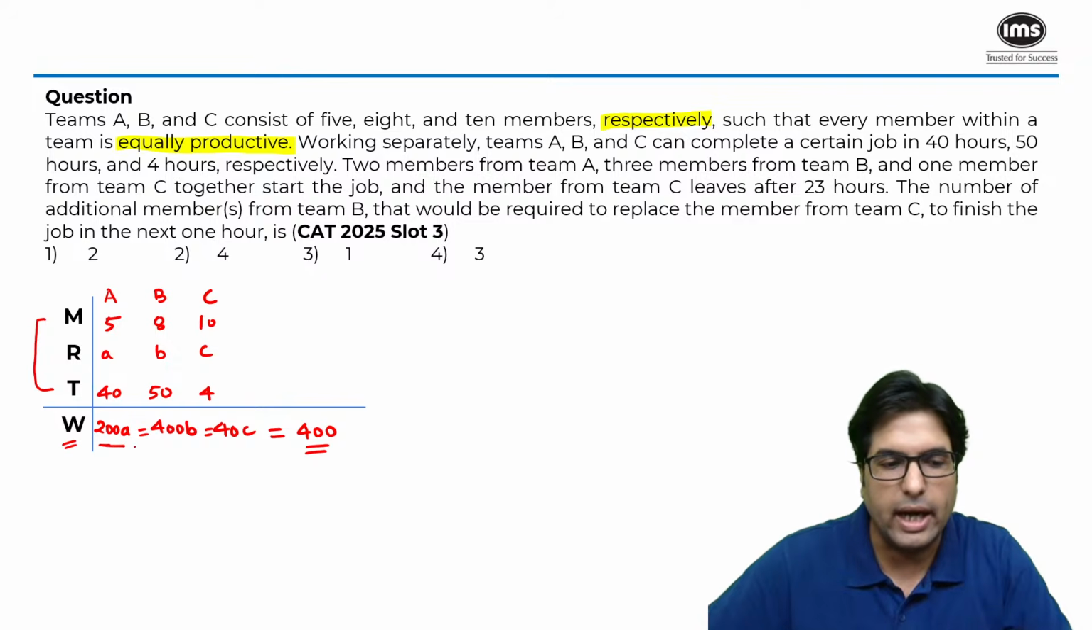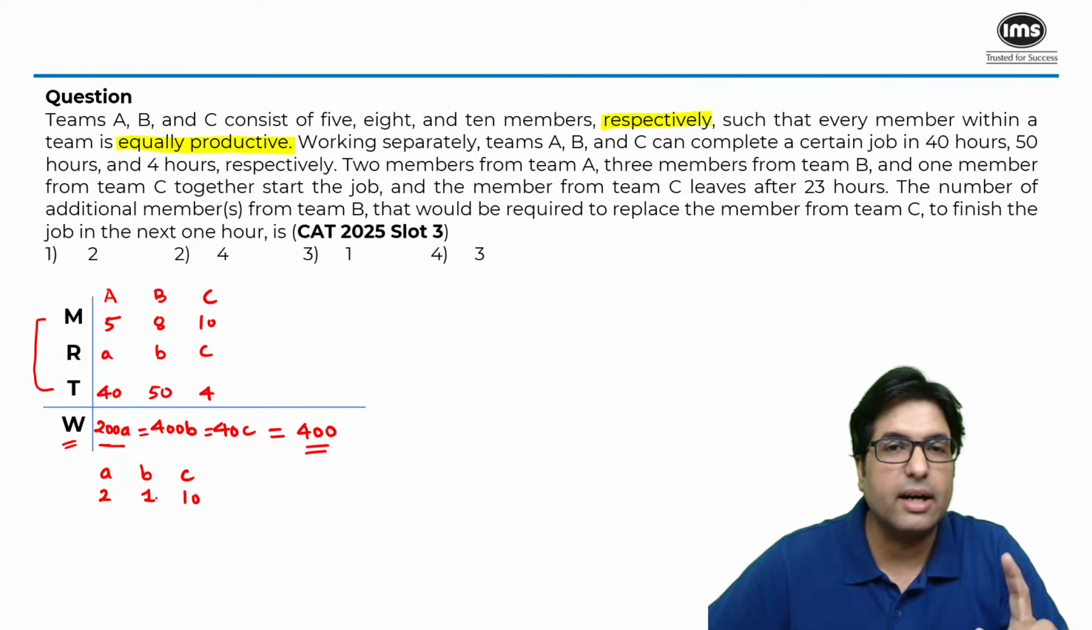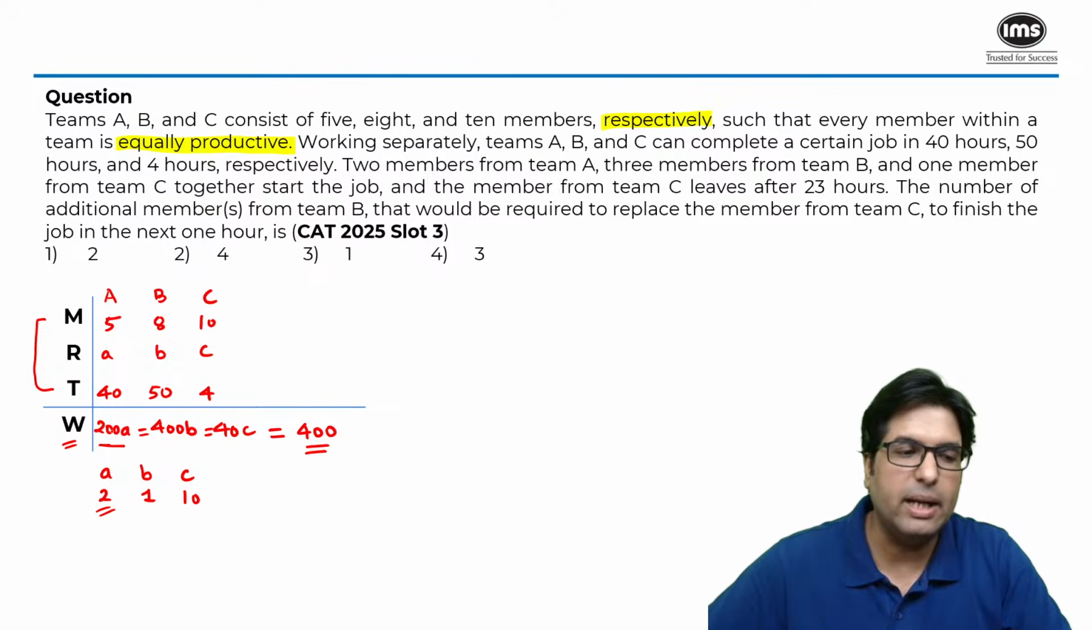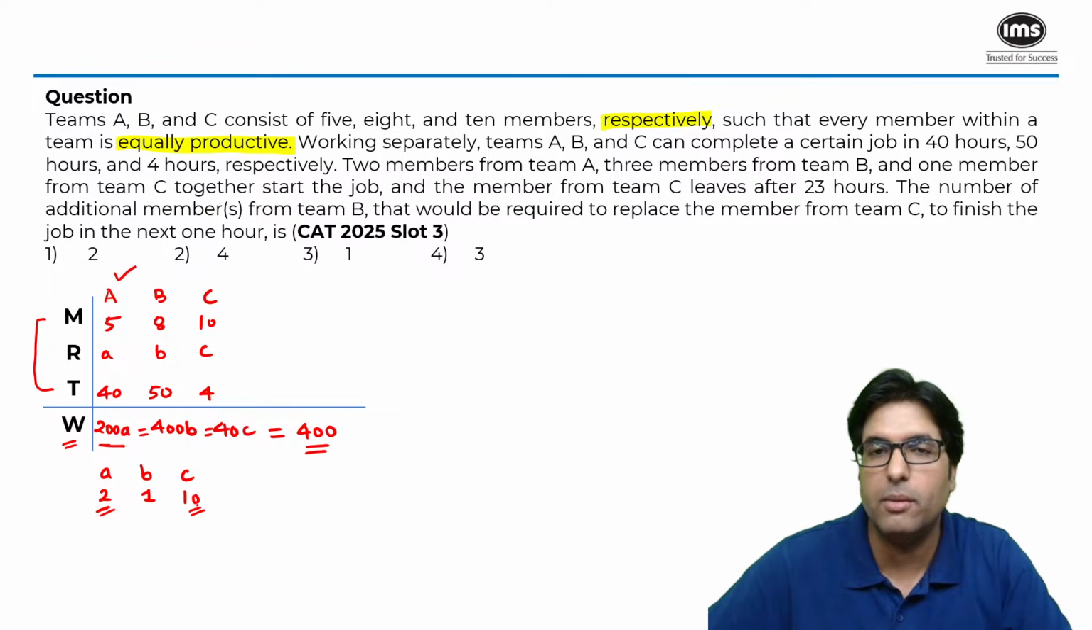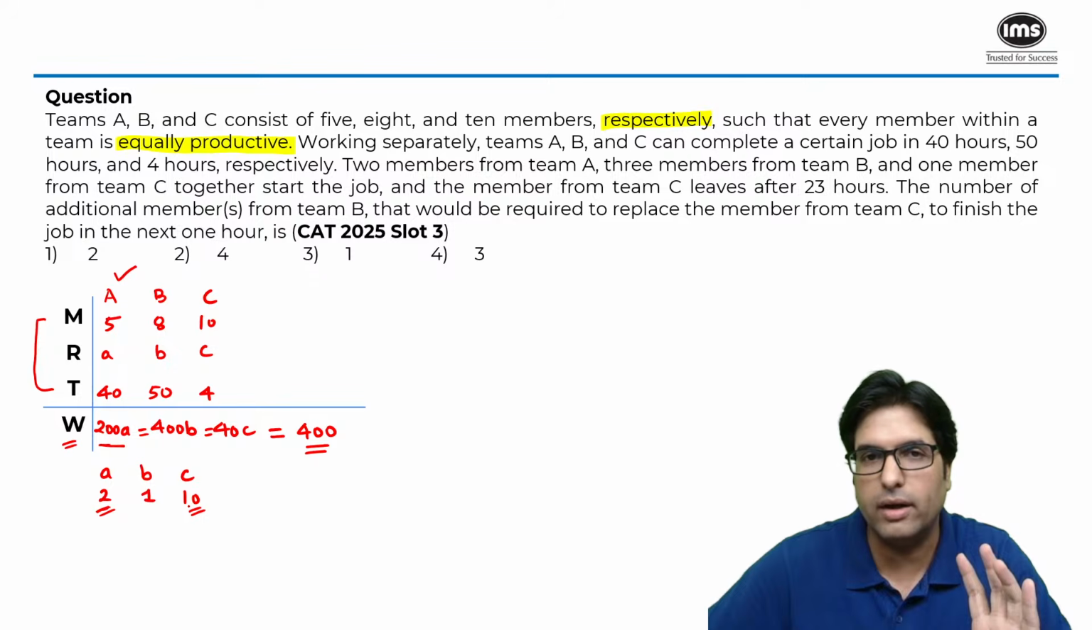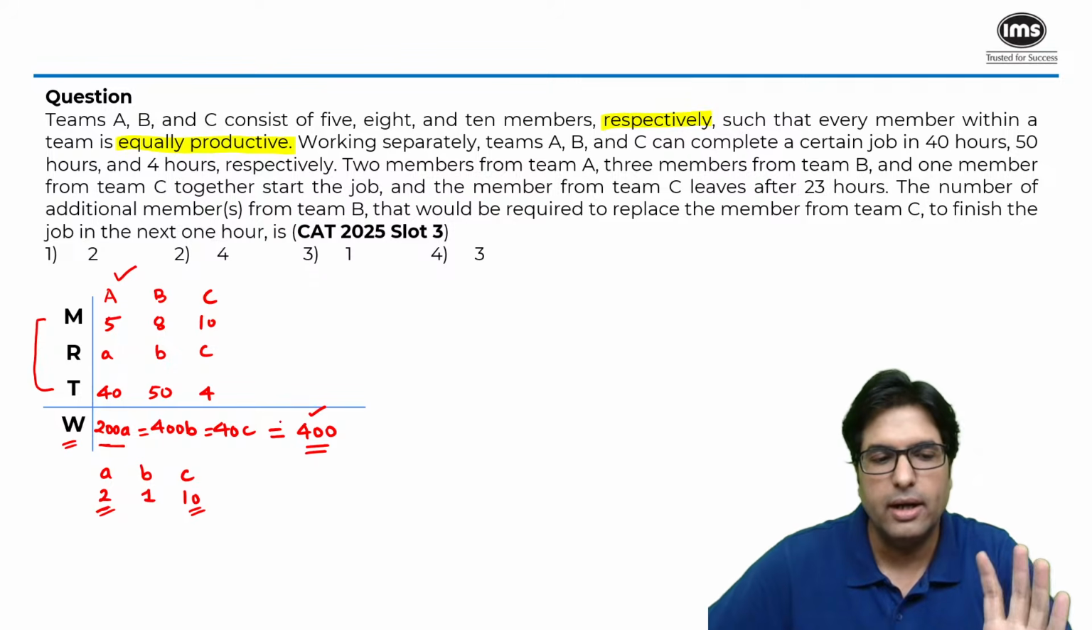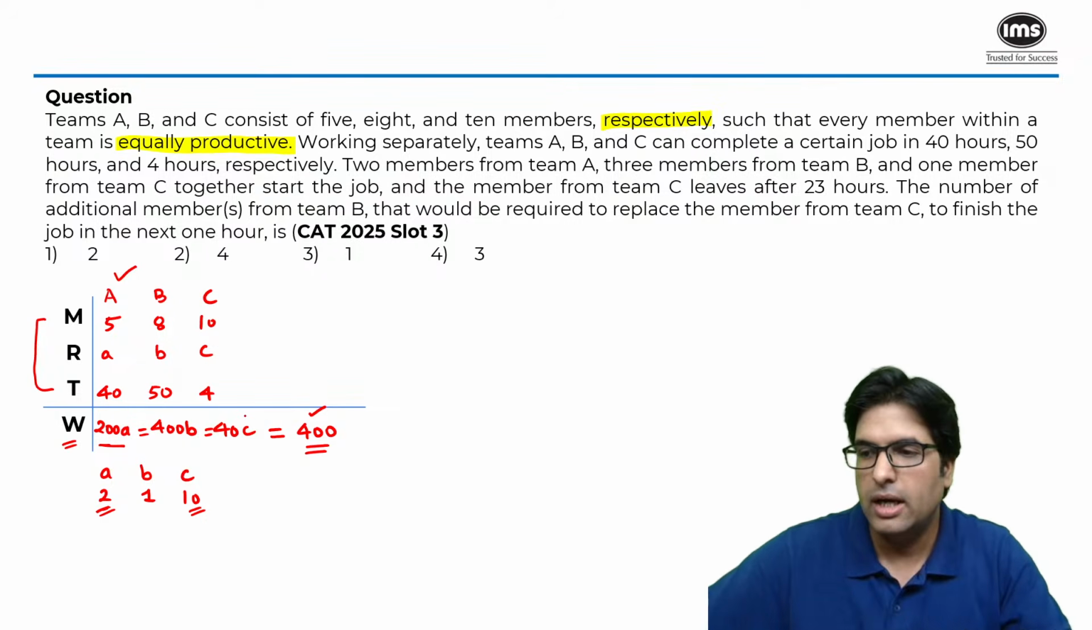If 200A corresponds to 400, I can get the corresponding value for A to be 2. Similarly, 400B is actually 400, so I'll get the value for B as 1. And if 40C is 400, I'll get the corresponding value for C as 10. What are these A, B, C? These are the rates of one person. For example, any member from team A will complete 2 units of work in 1 hour, whereas any member from team C will complete 10 units of work in 1 hour. So that if the work is 400, they'll be able to complete it with the given data of 40 hours, 50 hours and 4 hours. I hope this is fine.